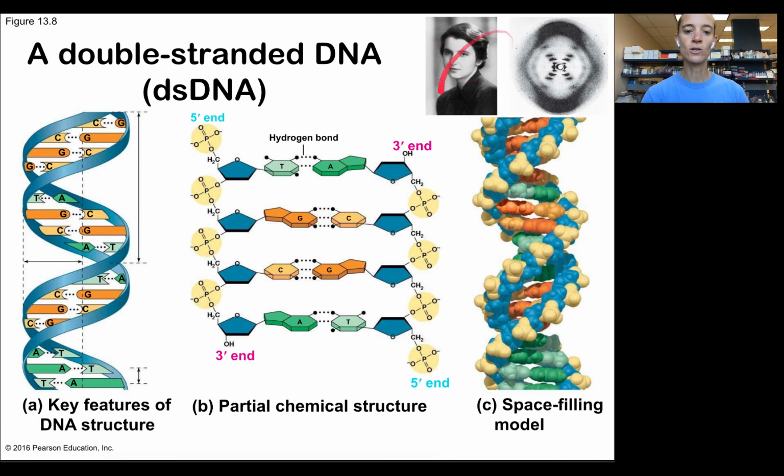In particular, here we have the image of Dr. Rosalind Franklin, who was the person who obtained the X-ray image of the crystallized DNA, which allowed for the confirmation of this double-stranded double helix structure.